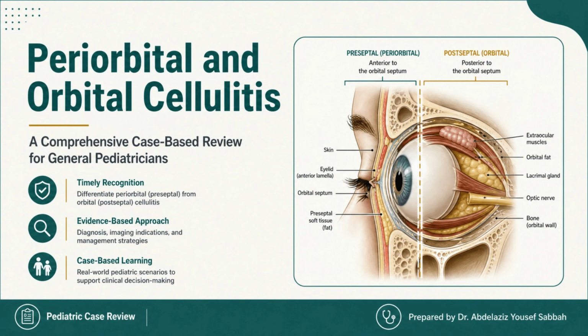Across the next cases, we will work through the anatomy of the orbital septum, the role of paranasal sinuses, distinguishing clinical features, microbiology, imaging indications, antibiotic selection, complications, special considerations in infants, and expected recovery timelines. Let us begin. Case 1.